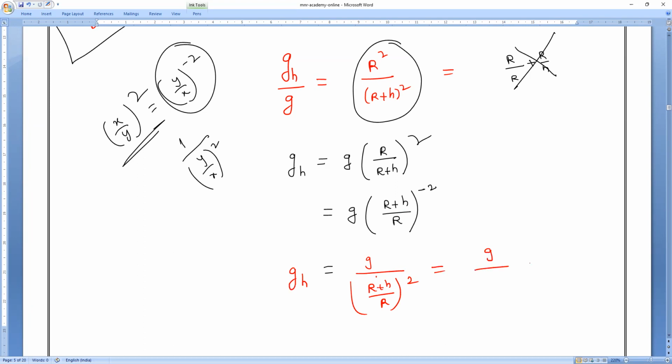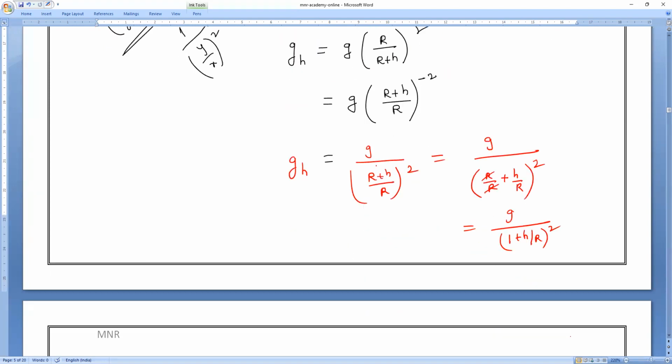Now you can take G divided by R by R plus H by R. LCM is R, so that remains the same. R and R will get cancelled. I will get G divided by 1 plus H by R whole square. This is the formula for calculating the G value at any height, altitude, from the surface.